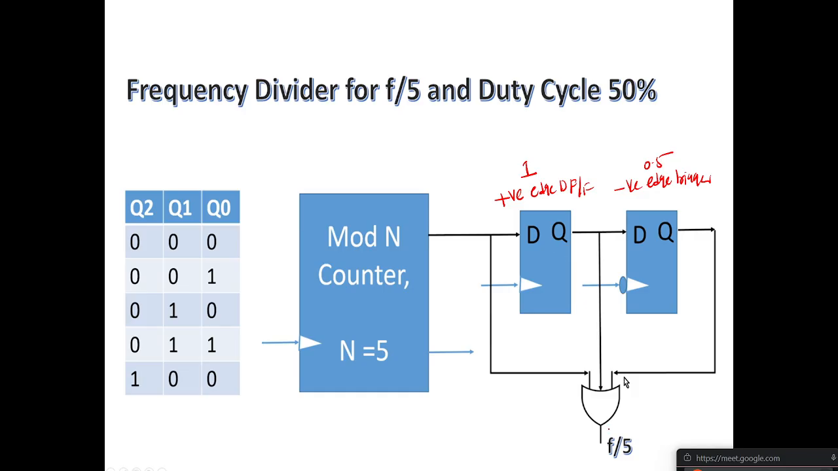So these outputs are given to which gate? OR gate. Okay. So here you are using two flip flops, no? In order to optimize this, is there any option?